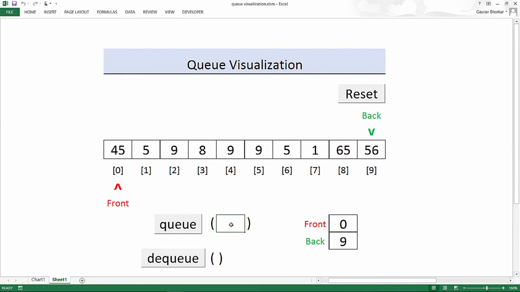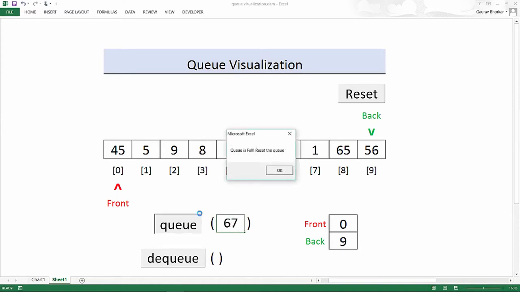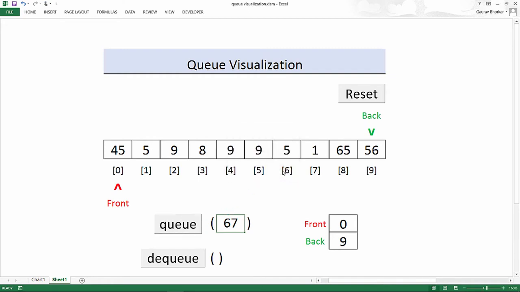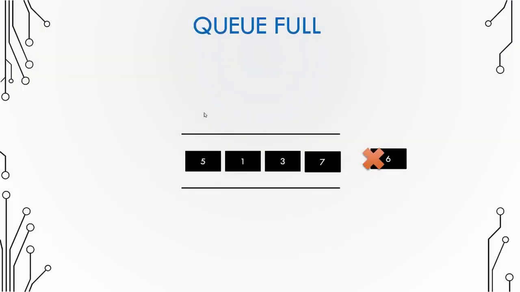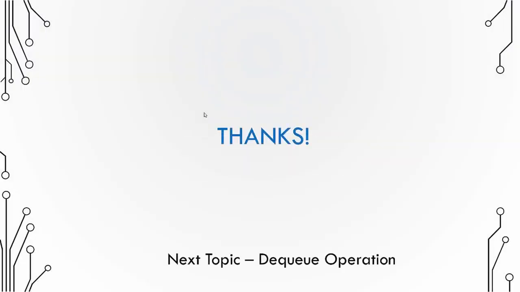Now if I enqueue something, it will say that the queue is full. Either you have to reset the queue or dequeue some element. But even if you dequeue or delete some elements, it won't make much difference. You will still not be able to add elements to the queue because you have reached the end of the array. So this was a quick implementation scenario for a queue and how you perform an enqueuing operation. Next, we will see the dequeue operation.